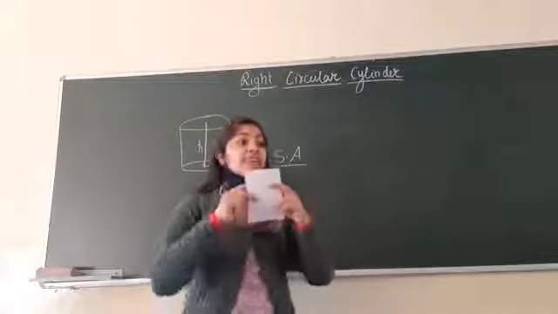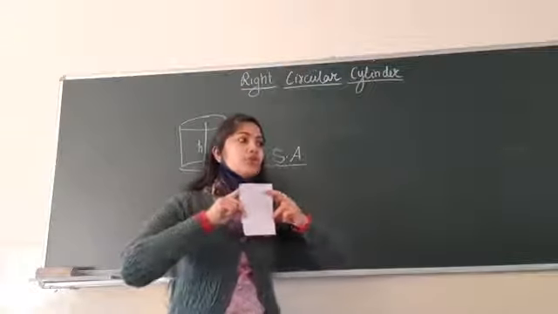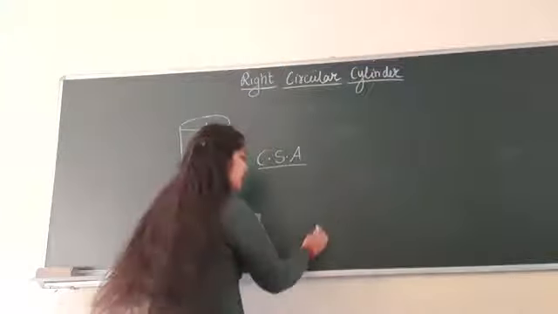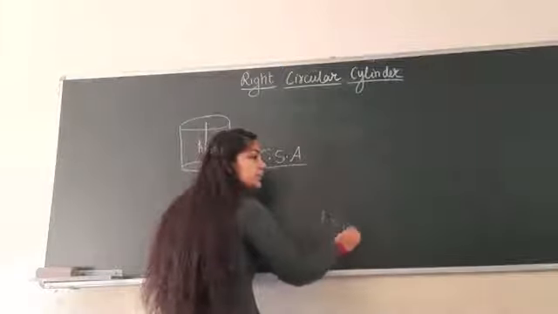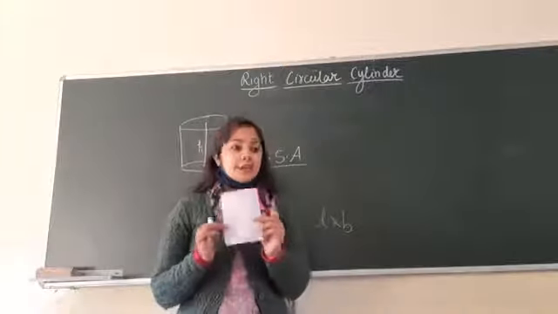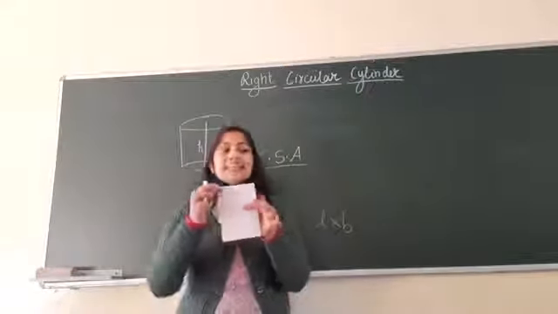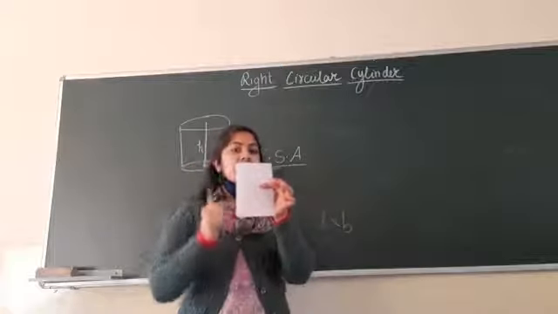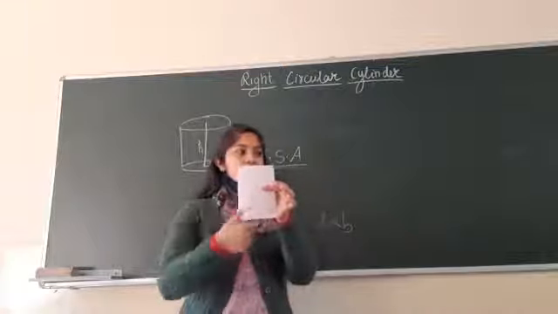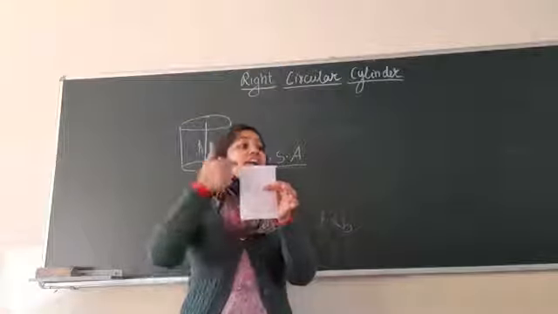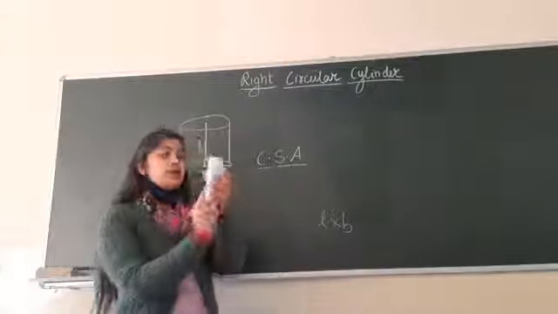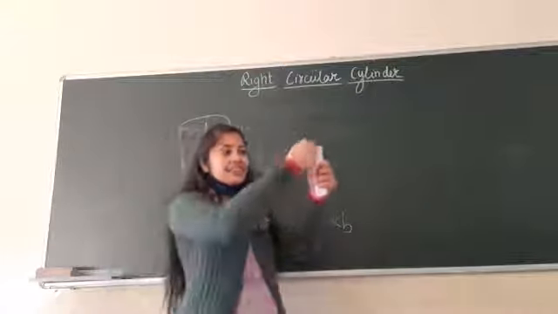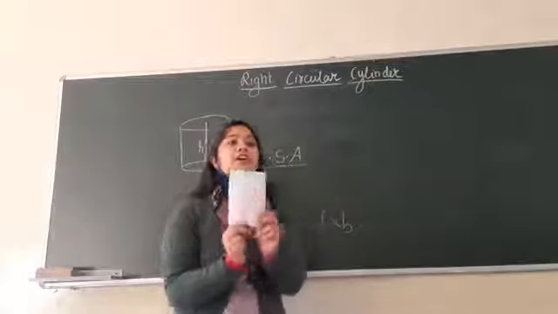It is a rectangle. So what is the area of a rectangle? Do you know the area of a rectangle? It is L into B, right? Length into breadth. Now if I talk about its length, suppose this is my length and this is my breadth. So length is the height of the cylinder, right? Seen this way, what is the length? It is the height of the cylinder.